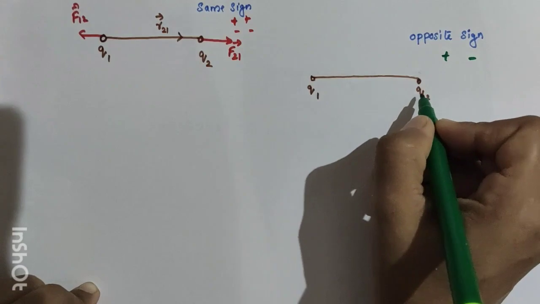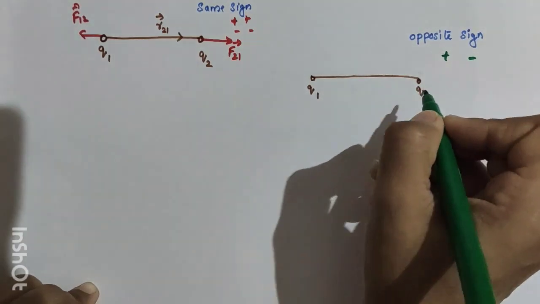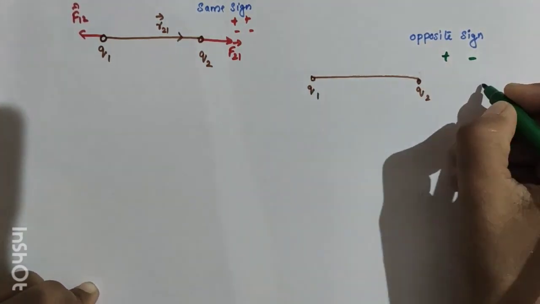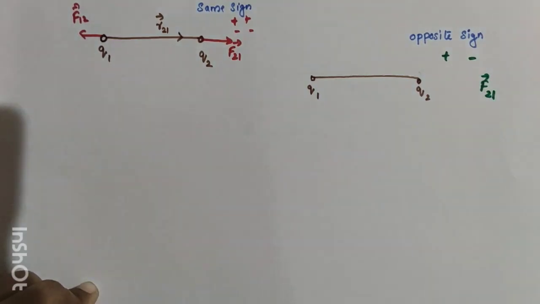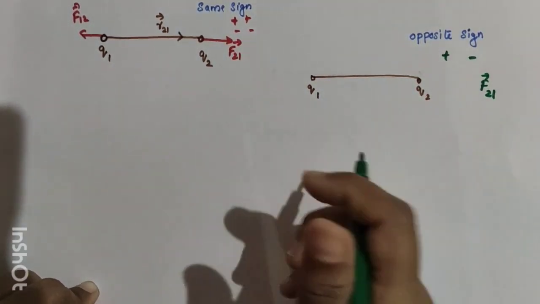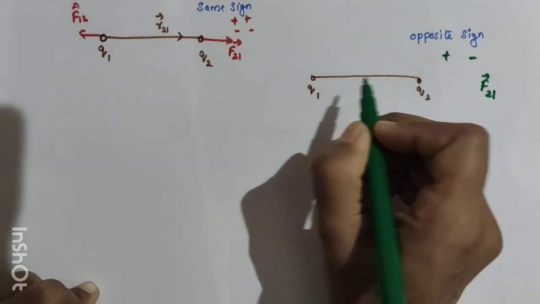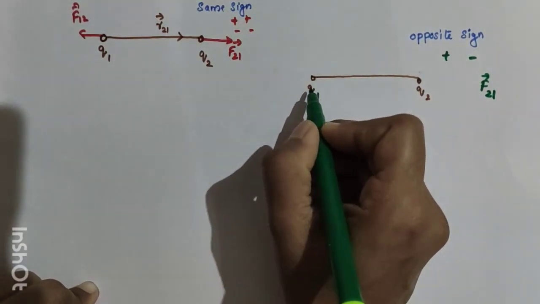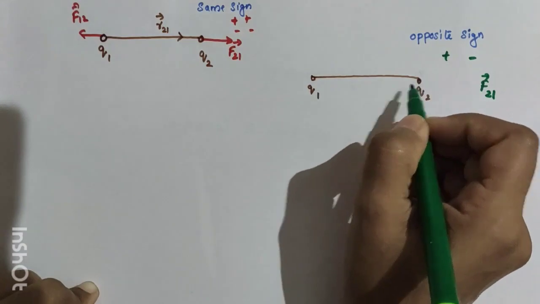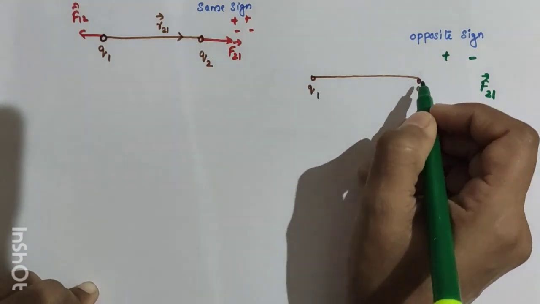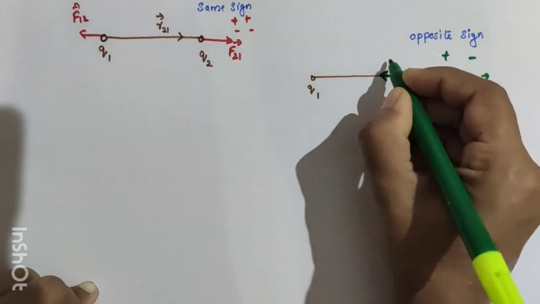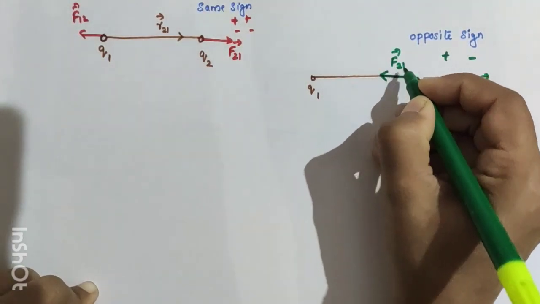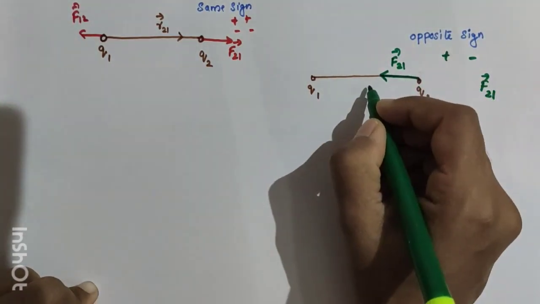First, I am taking the force on Q2 due to Q1. Force on Q2 due to Q1 is actually represented like this, no? Vector F21, which is the force on Q2 due to Q1. What will be its direction? You see, Q1 will try to pull or attract this Q2 towards Q1. So the force on Q2 due to Q1, which is vector F21, will have this direction.